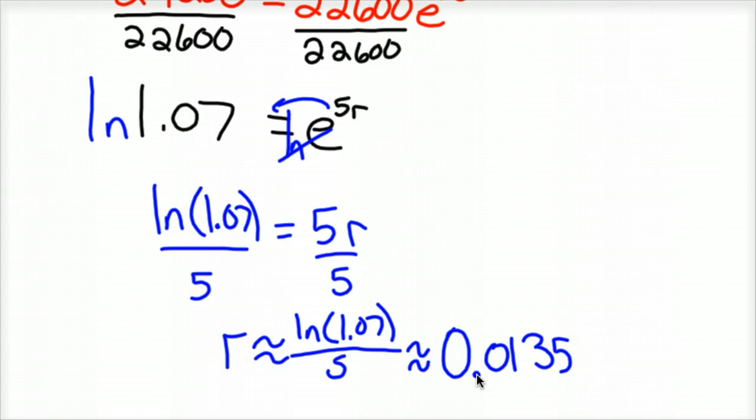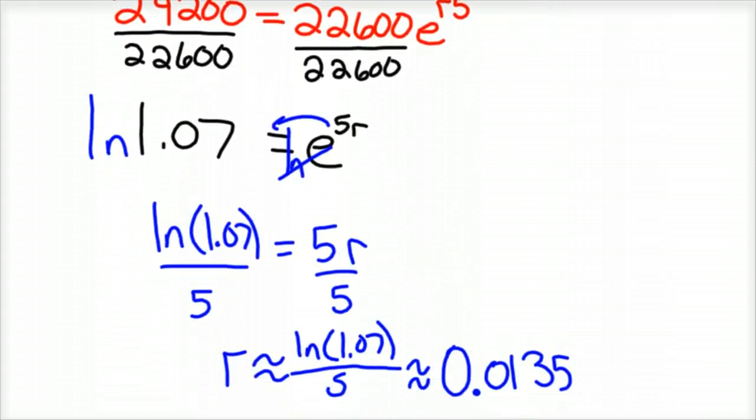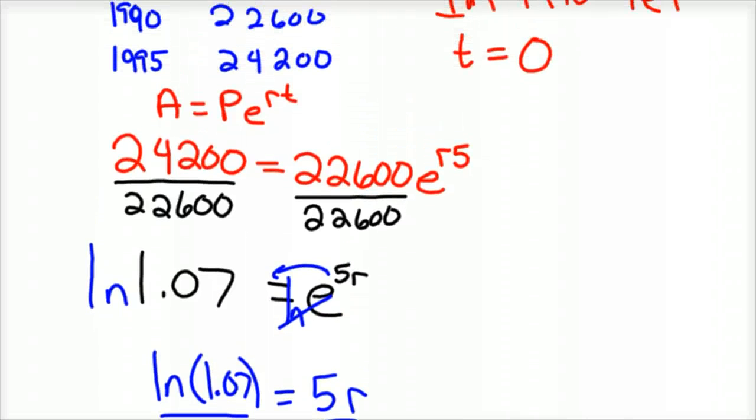I'm jumping to the next problem already. So we can plug that into our model. Our new model reads something like this: our total amount would be 22,600, because that's still our initial amount in 1990, times e to the 0.0135 t. And so that gives us our model for any time, any year.